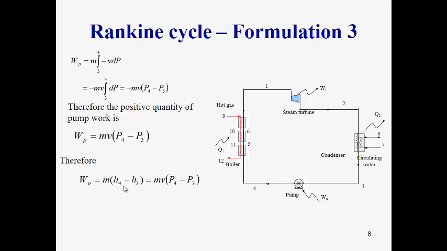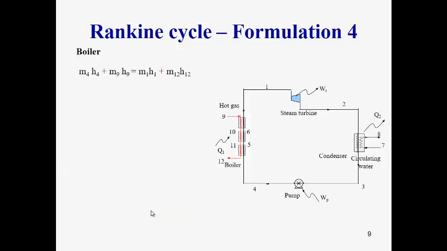Wp is equated from the earlier energy balance equation: ms into h4 minus h3 is equal to m v into p4 minus p3. In this equation the unknown is h4. That's why h4 is determined from the earlier enthalpy, that is h3 plus v into p4 minus p3.